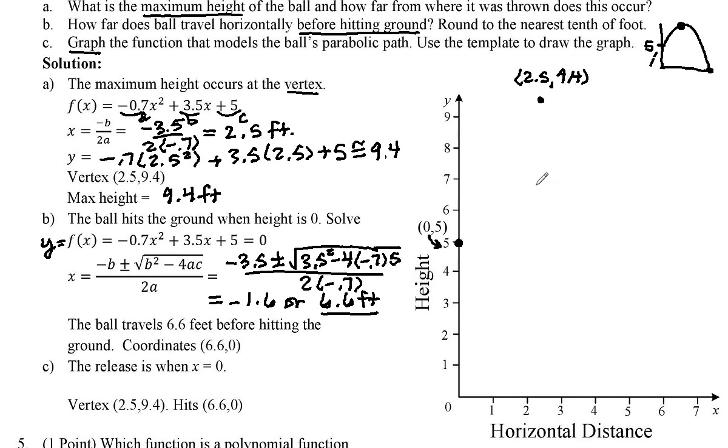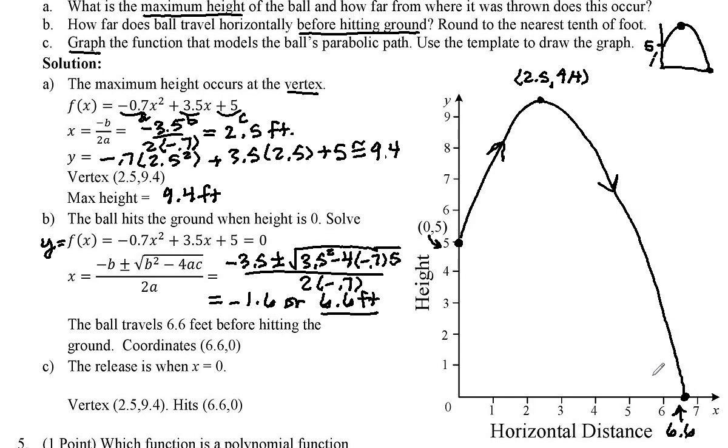And then we've got the point where it hits the ground, which is 6.6 comma 0. So that would be about right here. And then we want a nice smooth parabolic arch that goes through those points. So it looks something like this. So that ball is going to increase in height for a while. It's going to reach a max height, and it's going to start coming back down, hit the ground 6.6 feet out.